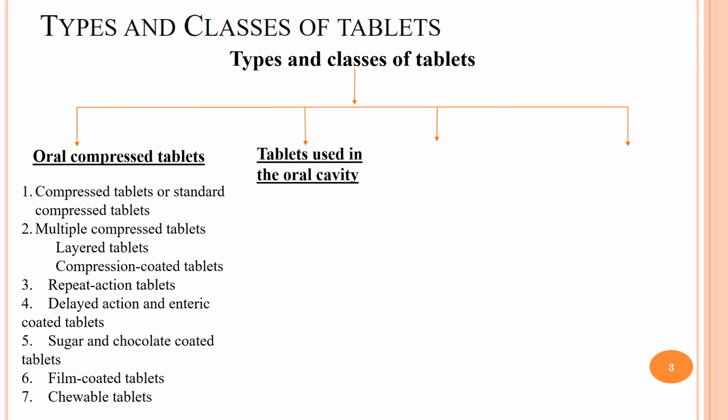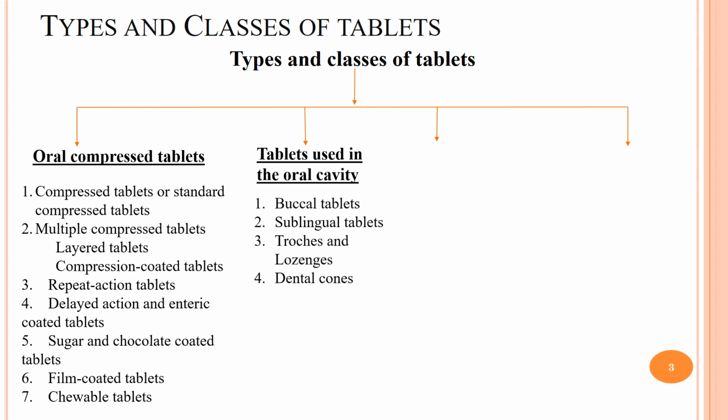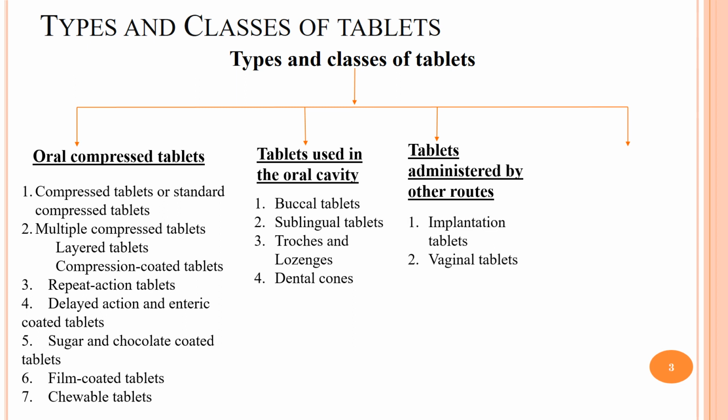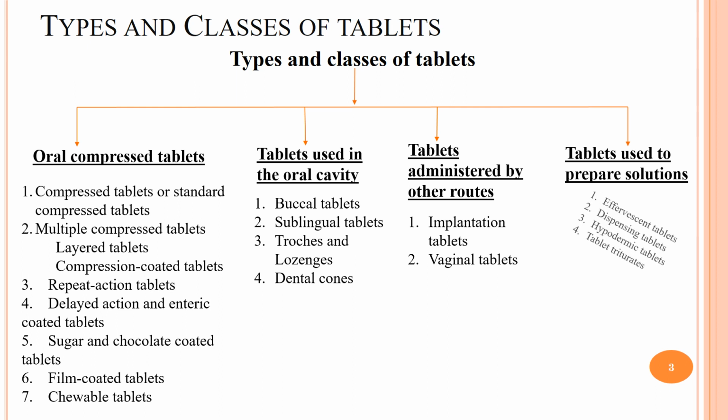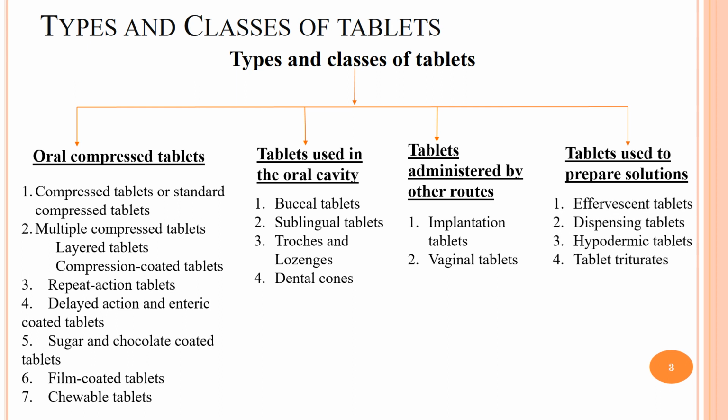Second major class is the tablets used in the oral cavity. The subclasses are buccal tablets, sublingual tablets, troches and lozenges and dental cone. Third class is the tablets administered by other routes, which includes implantation tablets and vaginal tablets. The last major class is the tablets used to prepare solution. The subclasses are effervescent tablets, dispensing tablets, hypodermic tablets and tablet triturates.